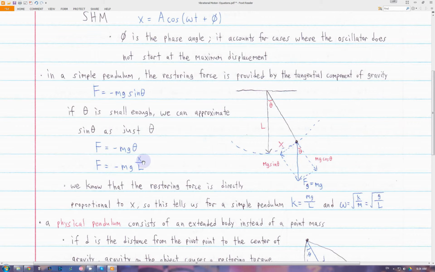So this tells us that the force constant for a simple pendulum, the k, is going to be equal to mg over L. Because remember, we have the restoring force is equal to negative kx, where k is whatever the force constant is. And so, using this value of k, we can find the angular frequency for a simple pendulum, which is going to be the square root of g, the gravitational acceleration, divided by L, the length of the pendulum, which agrees with the equations we found earlier for a pendulum.